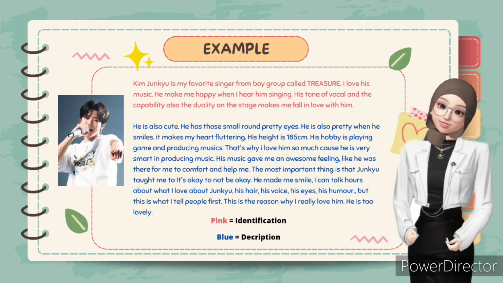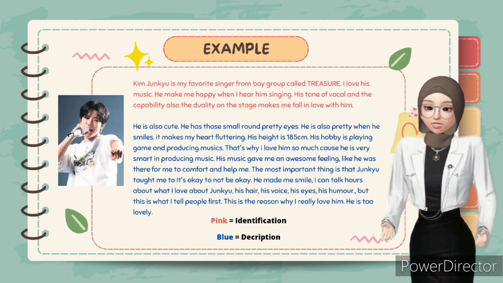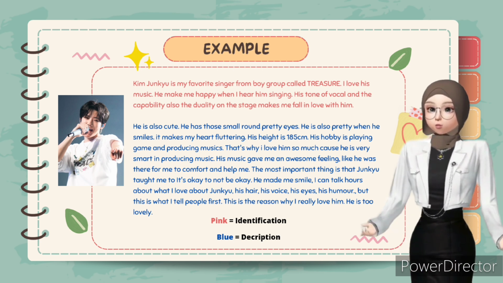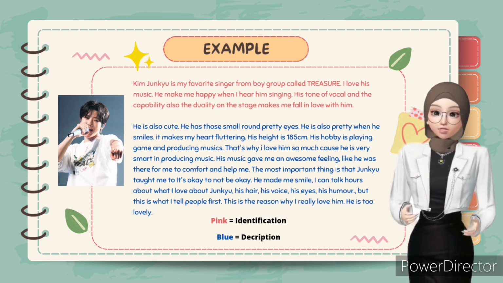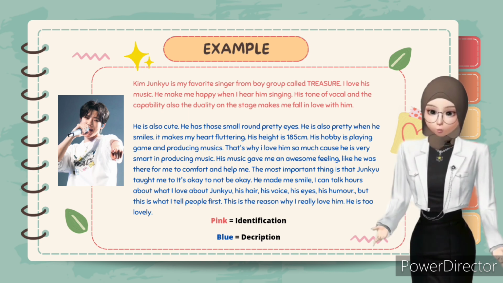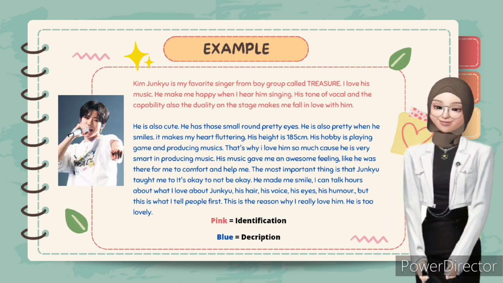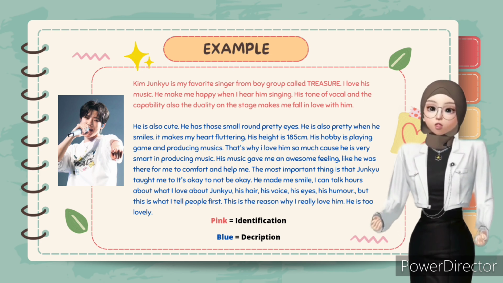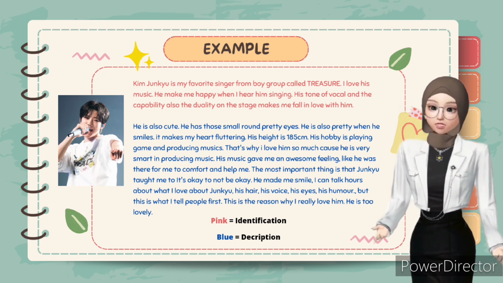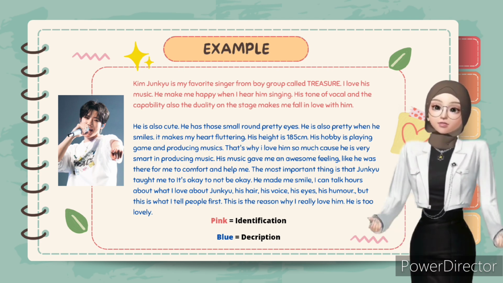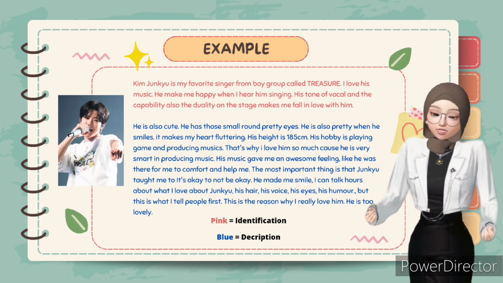And in the second paragraph, he is also cute. He has those small, round, pretty eyes. He is also pretty when he smiles. Makes my heart flutter. His height is about 185 centimeters. His hobby is playing games and producing music. That's why I love him so much, because he is very smart in producing music. So it's all about the details about Kim Jun-kyu, like his face, his height, his hobby. So it's about the details.